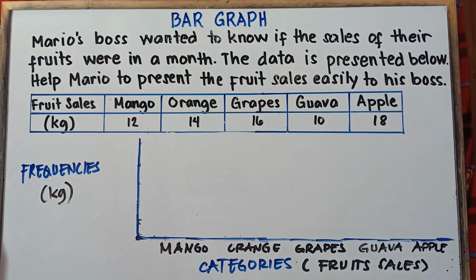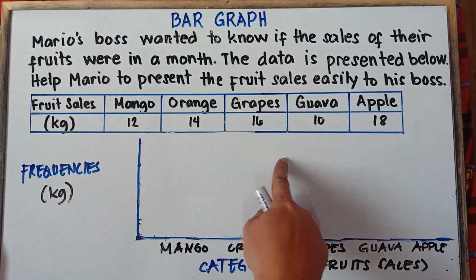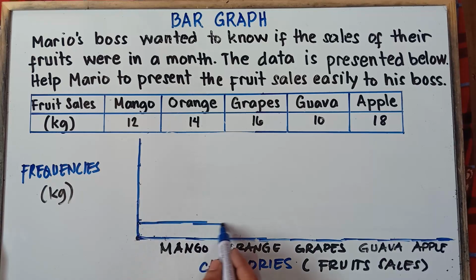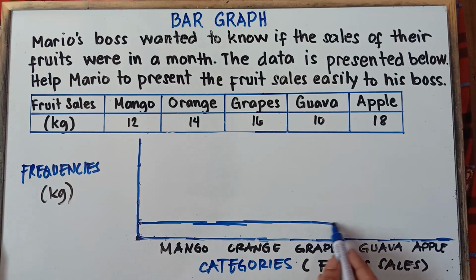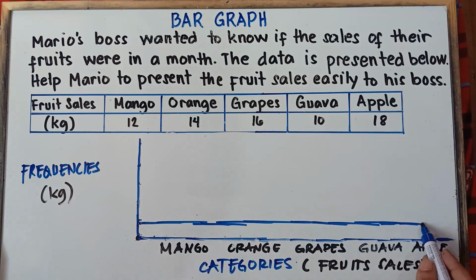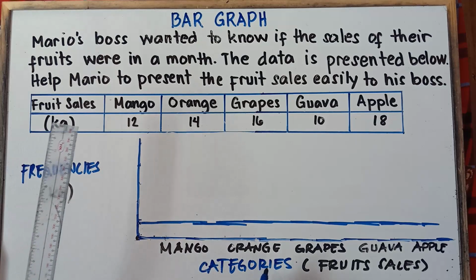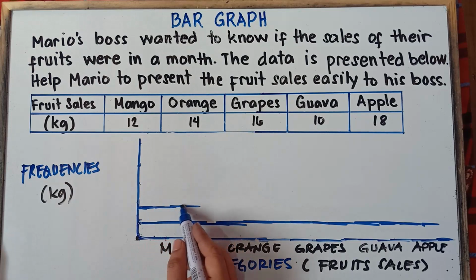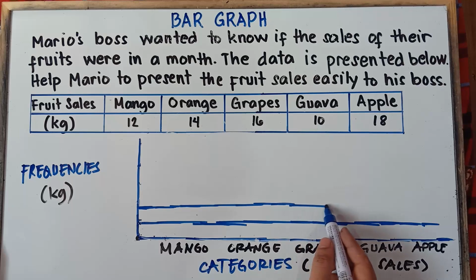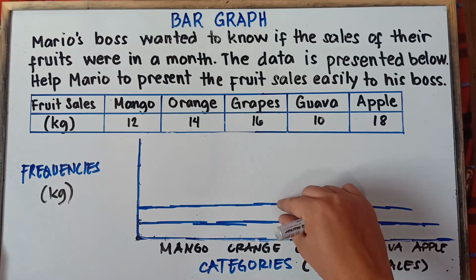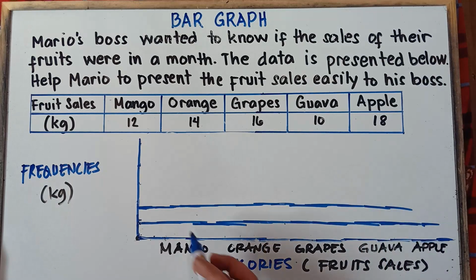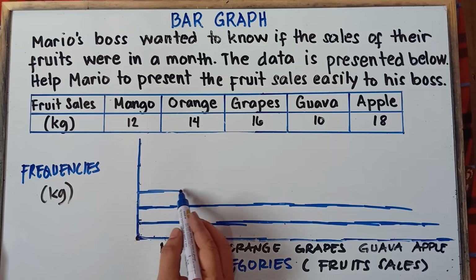Next step, class, you draw horizontal lines for us to label the frequencies, the numbers. So let's draw a horizontal line. Once again, this is just a rough sketch of our graph. Later on, I will draw the graph again using a ruler. For the next line, the line spacing must be the same. The distance in this particular line will be the same as on this line. So equal in distance, class. Then another horizontal line.